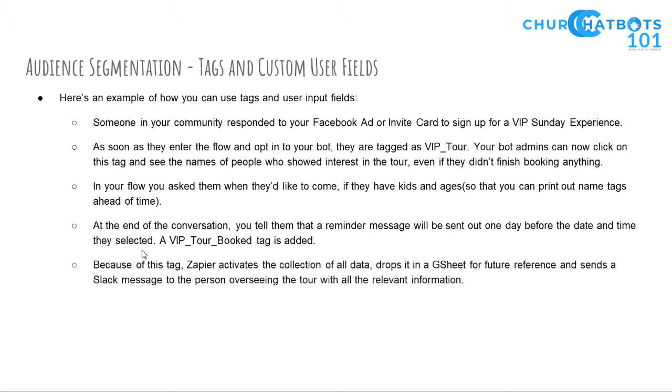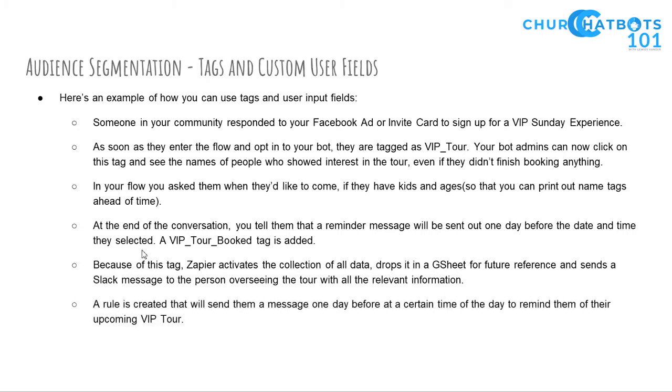Because of this tag, Zapier activates the collection of all the data. So when they want to come, how many kids they have, the names of the kids, ages, all those kinds of things, and drops it into a Google Sheet for future reference, and then sends a Slack message to the person overseeing the tour with all the relevant information. A rule is then created that will send them a message one day before at a certain time of the day to remind them of their upcoming VIP tour.